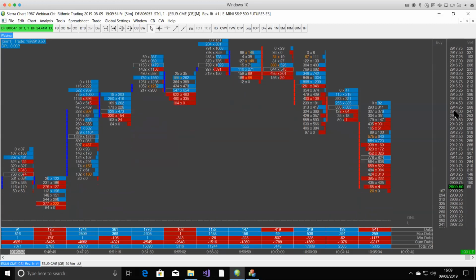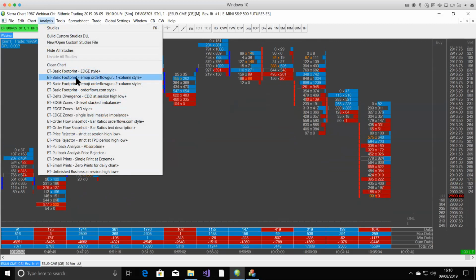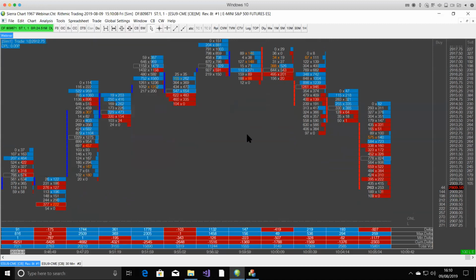So here I've got the chart book which I put together last week and showed you. We include this in our Quick Start Study collection. We call it basic footprint, emoji order flow guru, one column style. So what we have got here is a regular bid-ask footprint. We're showing 400% imbalances. We're coloring the background based upon the delta. So we can see at the top of this candle, 82 minus 0, positive delta. 311 minus 293, positive delta.